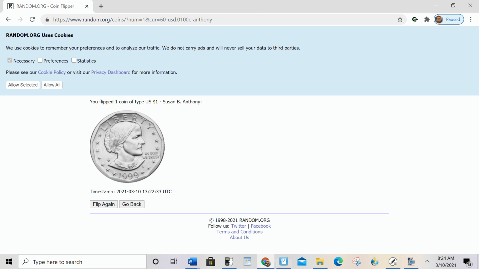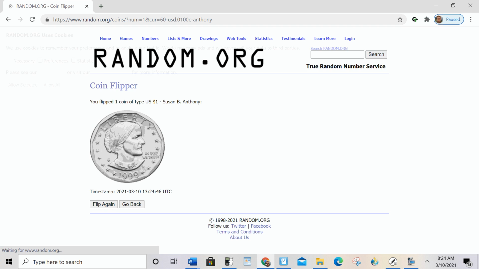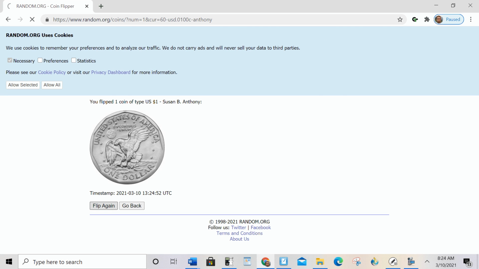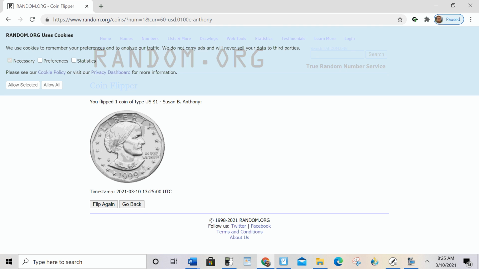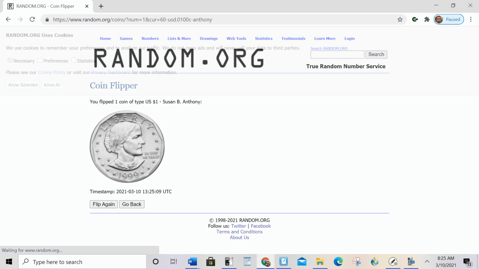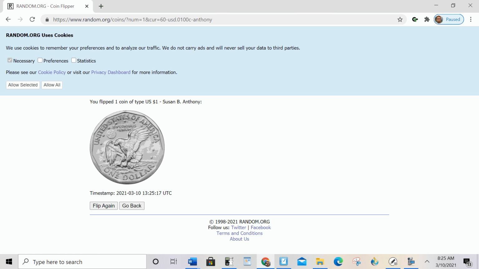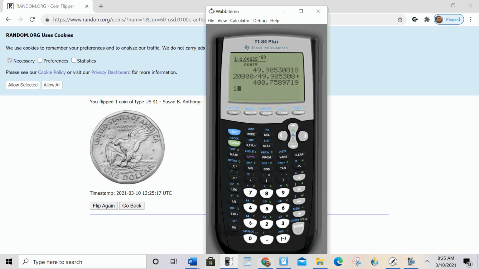So now I'm going to flip a coin 20 times and record the probability of it landing on heads. So I've got 1 out of 1, 1 out of 2, 2 out of 3, 3 out of 4, 4 out of 5, 5 out of 6, 5 out of 7, 5 out of 8, 5 out of 9, 5 out of 10, 6 out of 11, 7 out of 12, 8 out of 13, 9 out of 14, 9 out of 15, 10 out of 16, 11 out of 17, 11 out of 18, 12 out of 19, 12 out of 20.